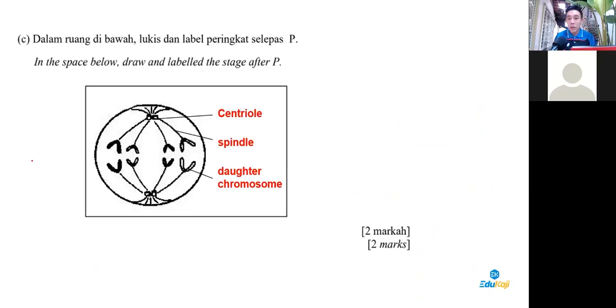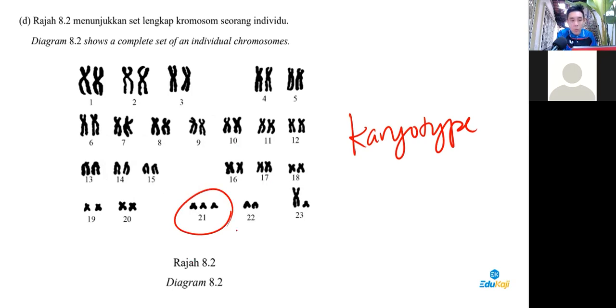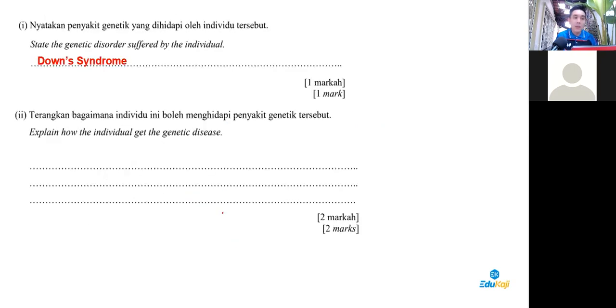Don't forget to label after they split. Guys, don't forget to label. Okay, part D, they are showing you what we call a karyotype. Karyotype means a complete set of all the chromosomes. One look, you can see an extra chromosome at pair 21. So this tells you that the person has Down syndrome.